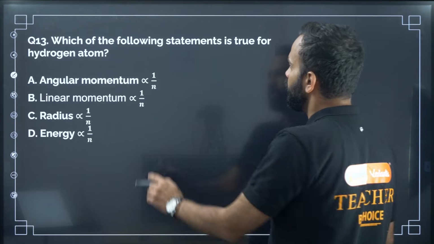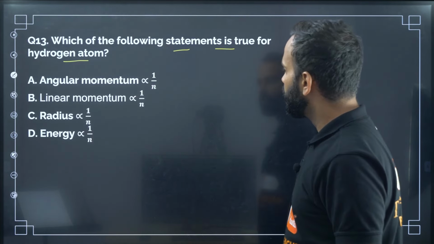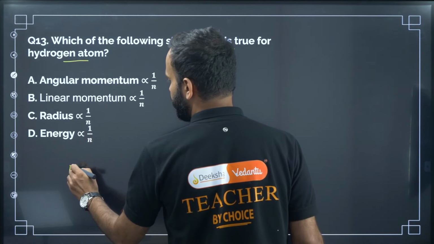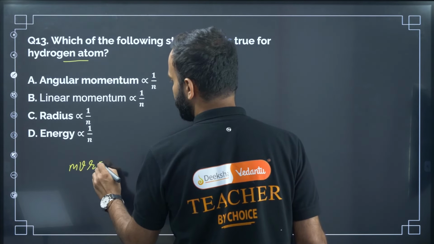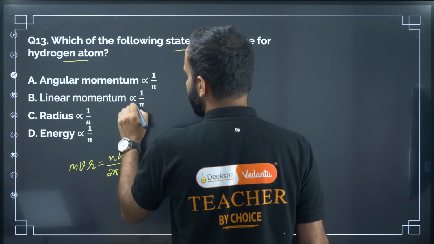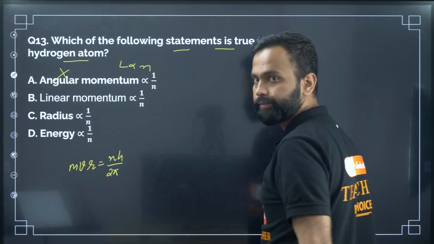Question number 13. Which of the following statements is true for the hydrogen atom? Option A: angular momentum is directly proportional to 1 by n. Wrong. Angular momentum m v r is equal to nh by 2 pi, so angular momentum L is directly proportional to n. So option A is wrong.